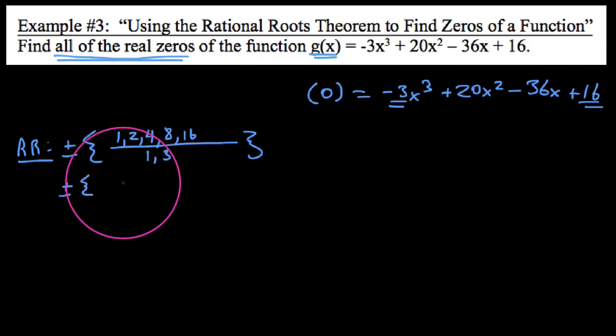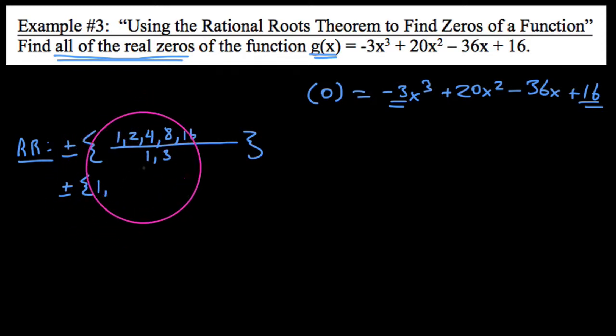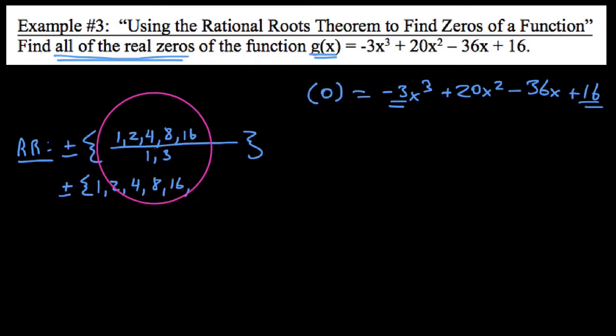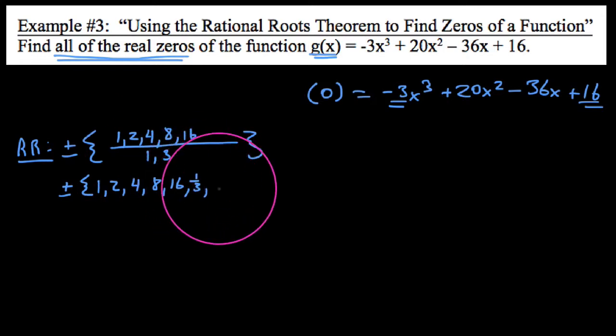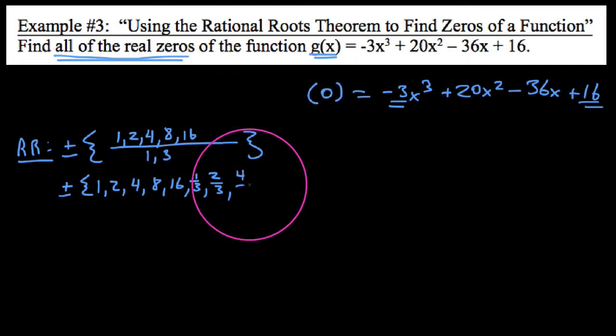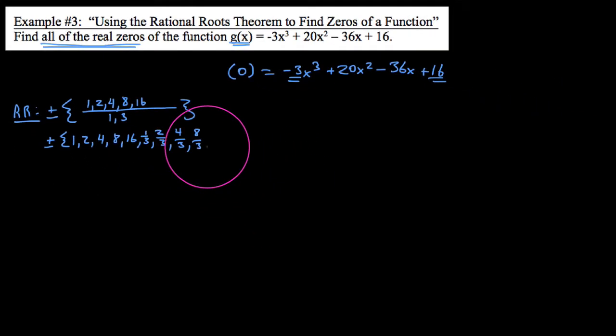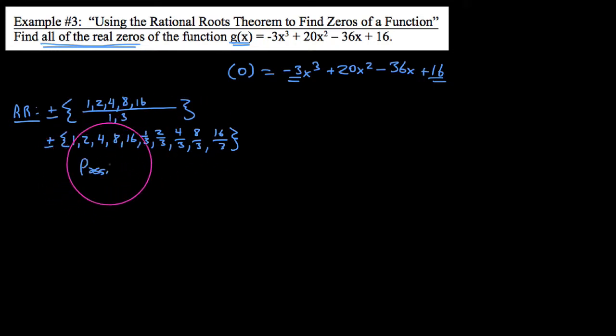So when we write this out in roster notation, which is really what we should be doing, meaning everything individually once you've gotten this primary list, we get 1 over 1, which is 1, 2 over 1, which is 2. Of course, anything over 1 is going to leave itself, so we get it out to here. And then we also get 1 over 3 is a possible rational root. 2 over 3 is also a possible rational root. So is 4 over 3, 8 over 3, and 16 over 3. So this is the set of possible rational zeros.